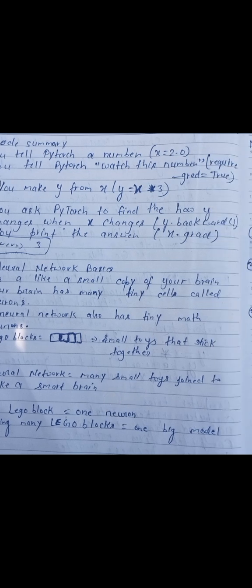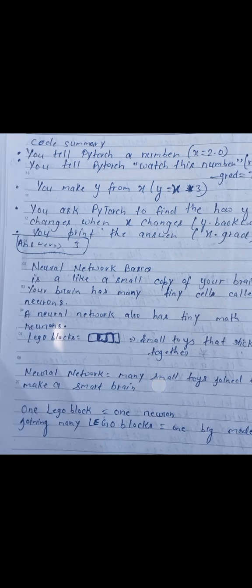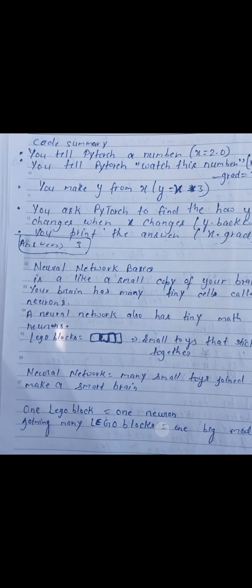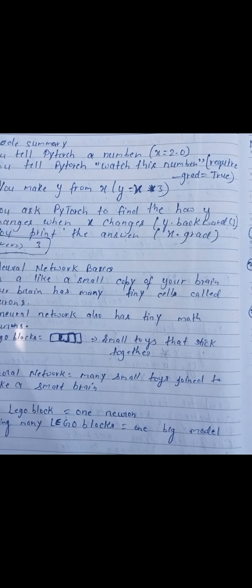Lego box, small toys that stick together. What is a Lego box? Small toys that stick together. Your brain has many tiny cells, like many small toys joined to make a smart brain. Small boxes, when we stack them together, we call it a neural network. One Lego box, we have already studied in deep learning, what is a neural network. One Lego box is one neuron; joined many Lego boxes make one big model. Neural network means many neurons connected together, Lego blocks in a line.